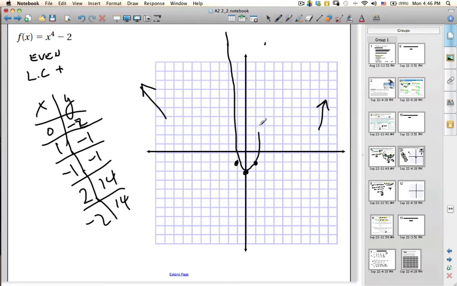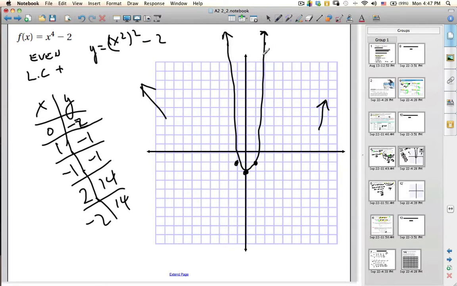No. Right? So this is going to graph like a parabola because this is really in the same sort of form as a quadratic function. You could look at this as x squared minus 2, and this is actually a quadratic function. So there are certain types of functions, even degree functions, that will graph just like a quadratic function.